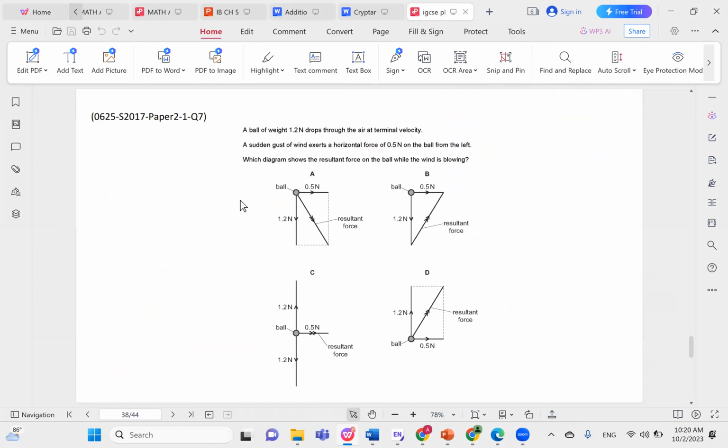A ball of weight 1.2 newtons drops through the air at terminal velocity. A sudden gust of wind exerts a horizontal force of 0.5 newtons on the ball from the left. Which diagram shows the resultant force on the ball while the wind is blowing? This is also a tricky question because the choices look complicated. But all you had to do here was just focus on this term, terminal velocity. So before the 0.5 newtons came along, we were moving at terminal velocity, which means no net force. So other than the 0.5 newtons, I have to have zero net force.